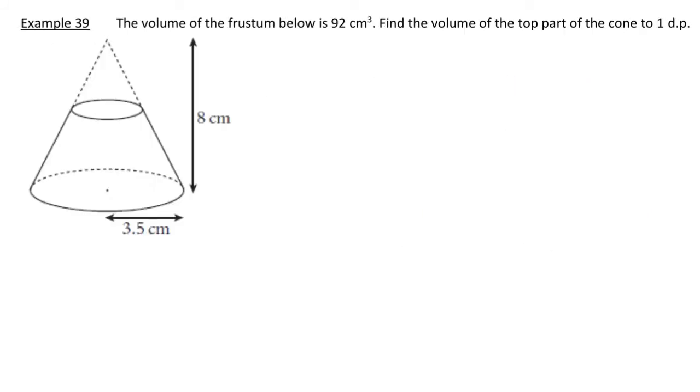So if we want to work out the frustum, it's the big cone minus the wee cone. And we already know the frustum, so if we can work out the volume of the big cone, then if we take away the frustum, we'll get that.